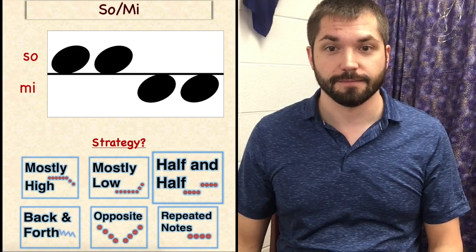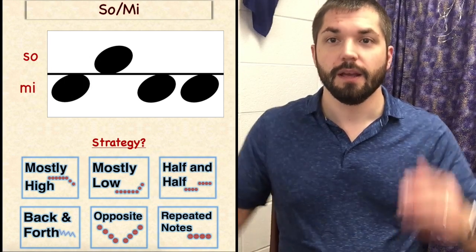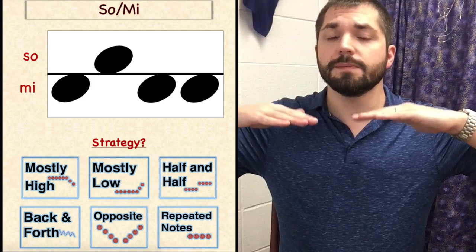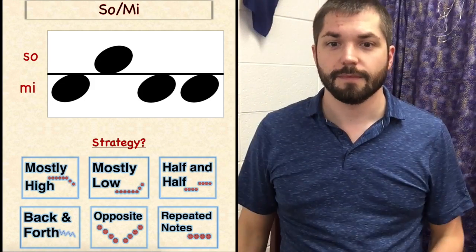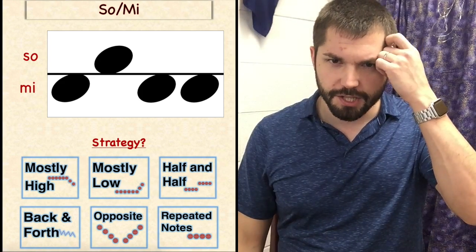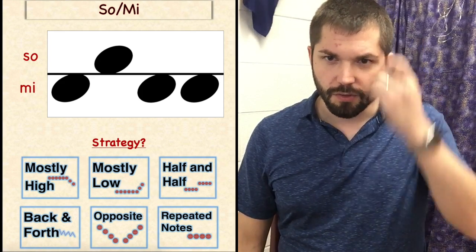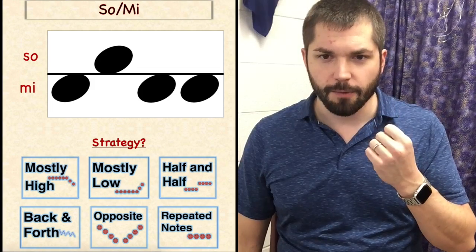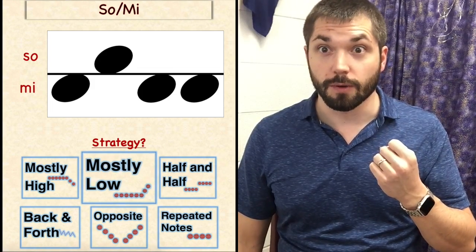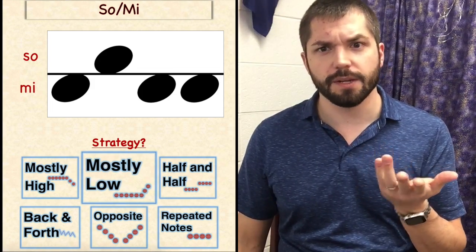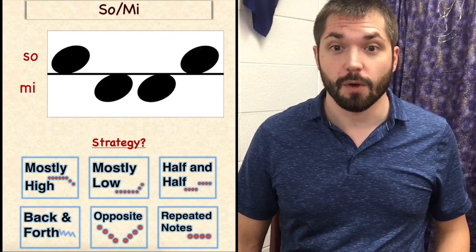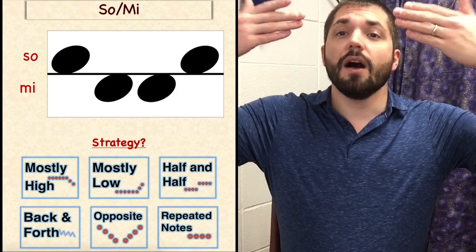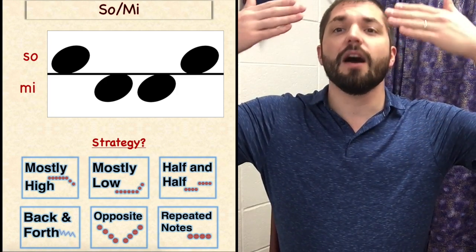Good thinking. Okay, how about mi, so, mi, mi. Okay, let's see which strategy would that one be. I see three low ones and one high one, so that must be mostly low, right? Does it matter that the high one is in the middle instead of the end? No, it's still mostly low. Okay, let's sing this one. So, mi, mi, so.